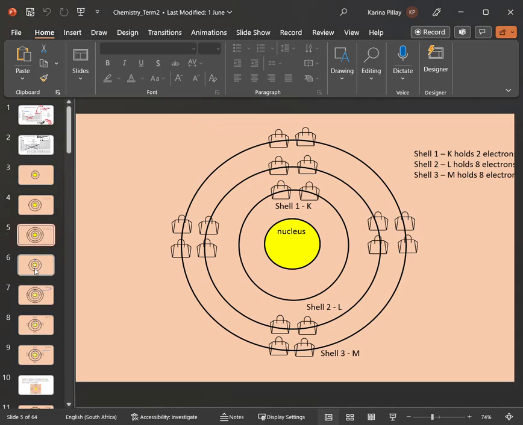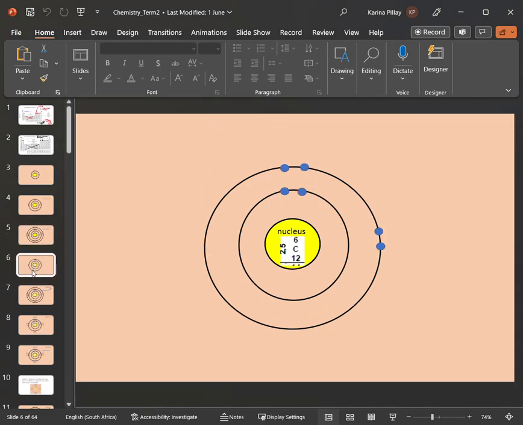Once you understand that, we did a few examples where we actually labeled the shell structure for a few atoms. For instance, if you look at this example, we've got carbon, and the main thing for you is being able to read from your periodic table how many electrons we have. So we've got carbon here and the number above carbon is 6. That 6 is the atomic number.